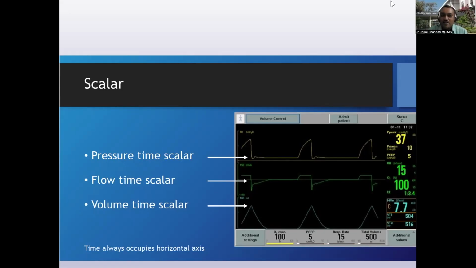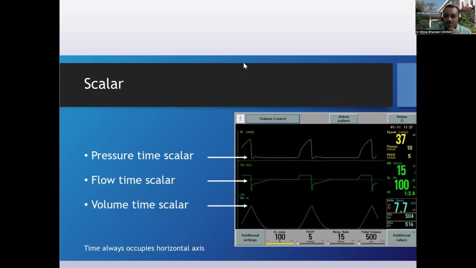Today we'll be talking about the scalars and basically the waveforms which are seen on the ventilator screen. Last time we had covered the basics of mechanical ventilation, and today we'll talk about scalars and the waveforms which are seen on the ventilator. If you look at this ventilator screen, this is a standard ventilator screen in any ventilator, irrespective of the make of the company.